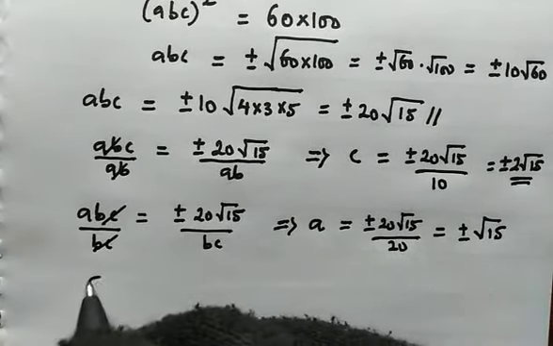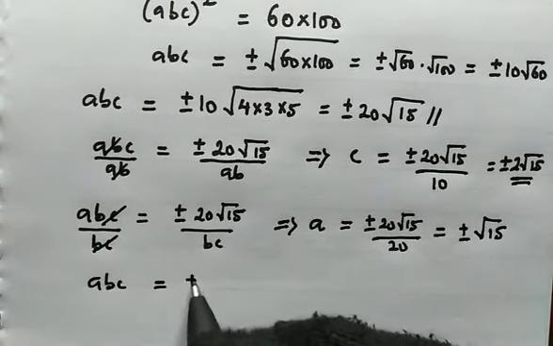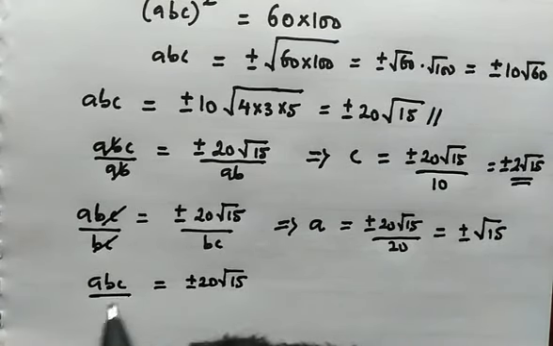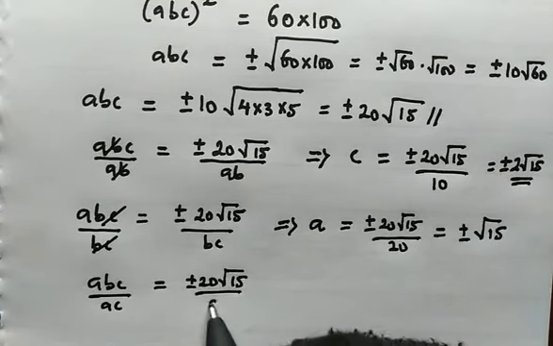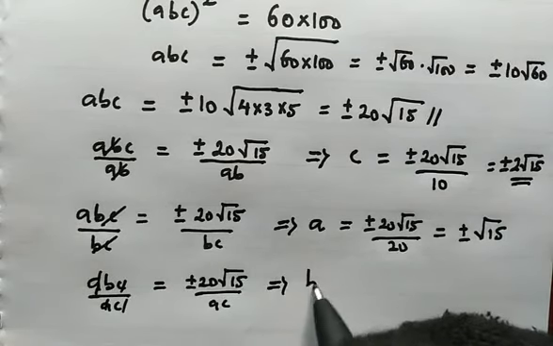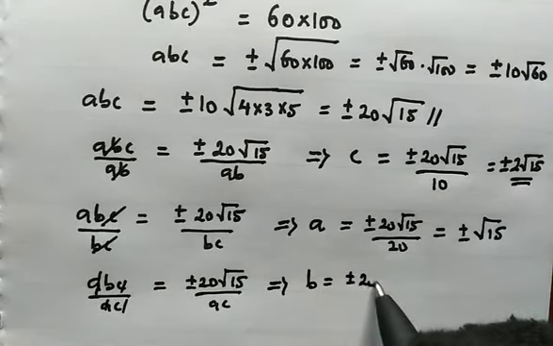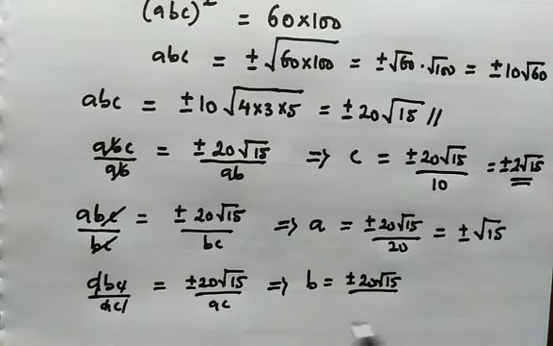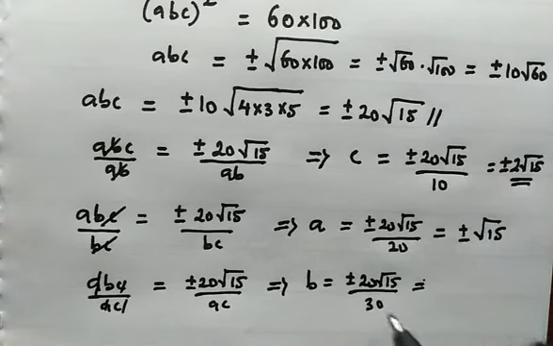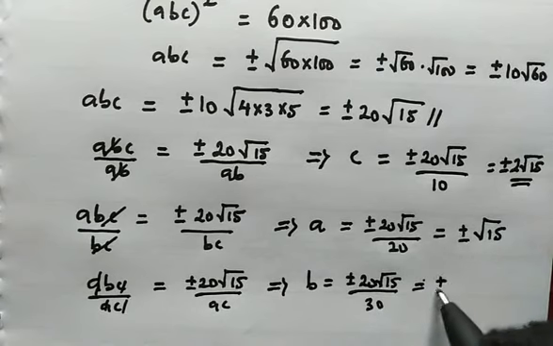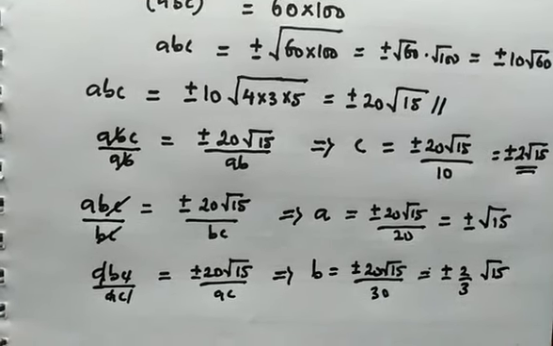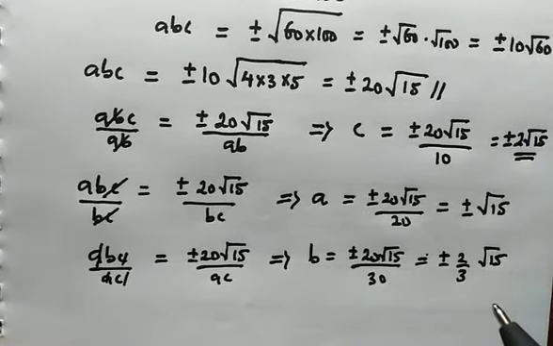Then again, from ABC equals plus or minus 20 root of 15, let's finally divide both sides by AC. So this implies that B will be equal to plus or minus 20 root of 15 divided by, remember, AC is equal to 30. If you cancel the 0 from up and down, we are left with plus or minus 2 over 3 root of 15. And there's something really interesting about this.